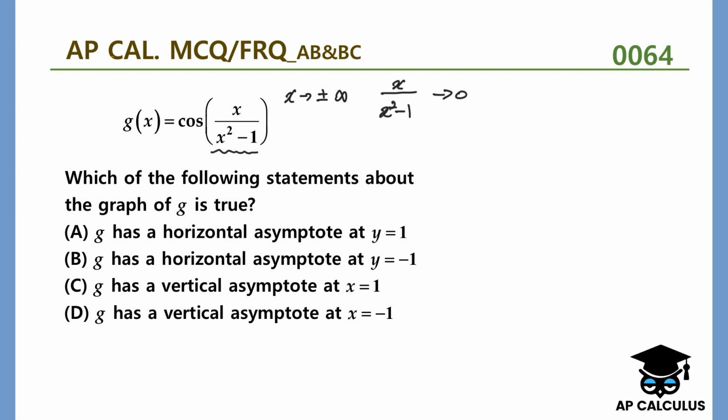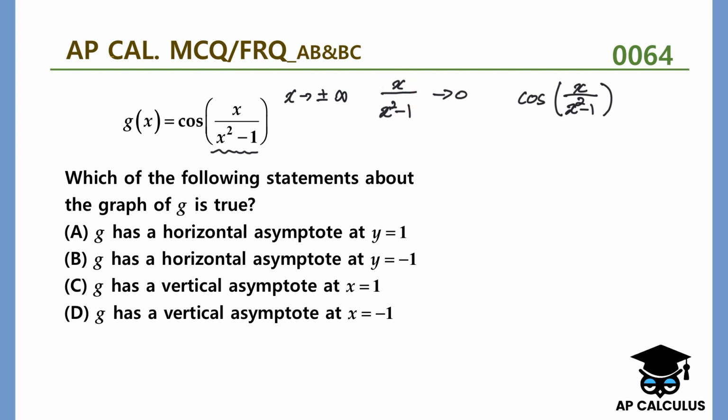When we look at the degree of the denominator, that's 2. And degree of the numerator, that's 1. When the degree of the denominator is greater than the degree of the numerator, it always approaches 0 when x approaches either positive or negative infinity, right? Then what about g? g is cosine of x over x squared minus 1, right? So when x approaches positive infinity, this expression approaches 0.